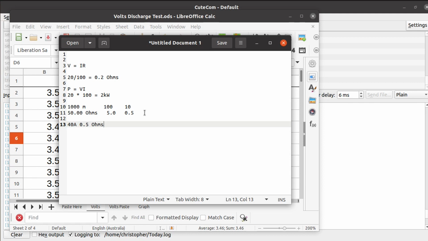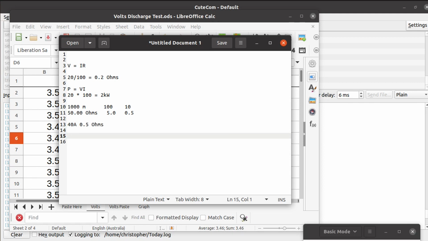How many meters is that? So 10 meters is 0.5 ohms. So 20 meters is 1 ohm. If you divide 1 by 5, then you get 0.2, and if you divide 20 by 5, then you get 4. So 4 meters should be 0.2 ohms. So I might go and cut my wire until it's 4 meters long.